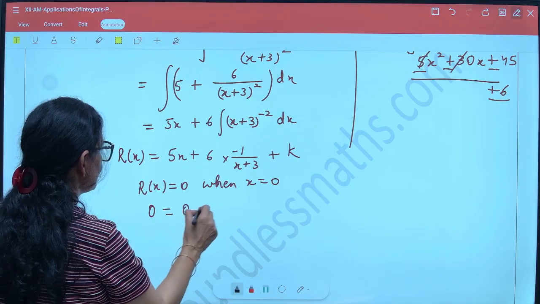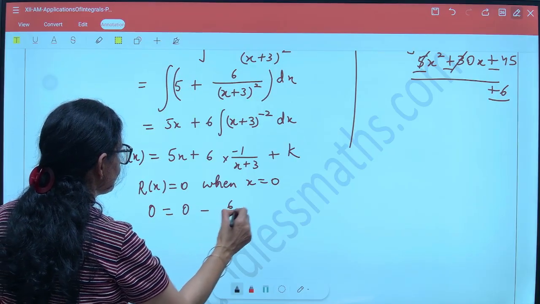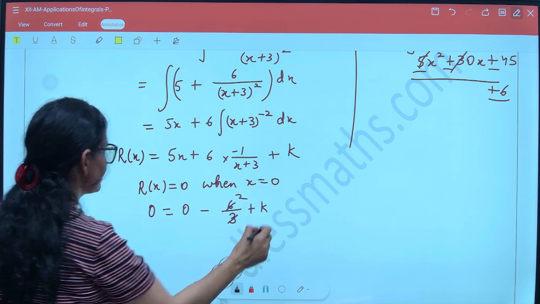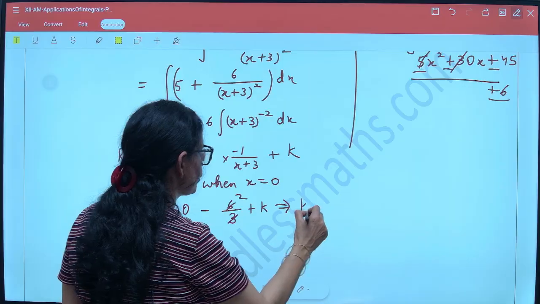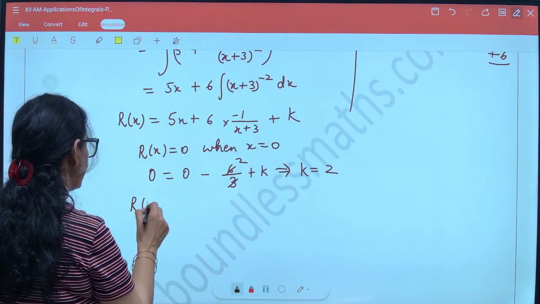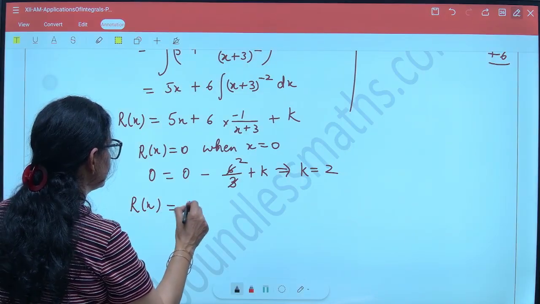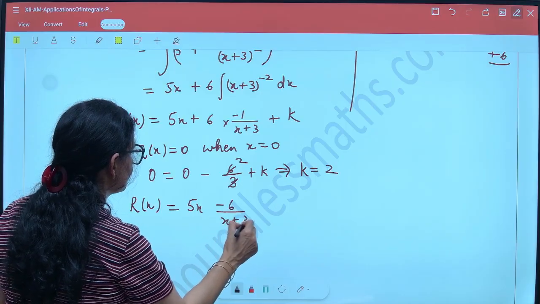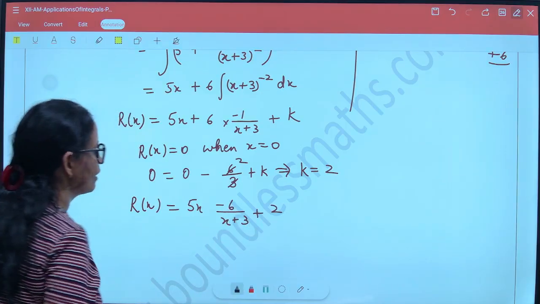5 into 0 is 0, minus 6 upon 0 plus 3 becomes 3 plus k. 3 2s are 6. So that means the value of this constant is 2. Let's put the value of this constant and simplify it a little bit. 5x minus 6 upon x plus 3 plus 2. So this is the revenue function.